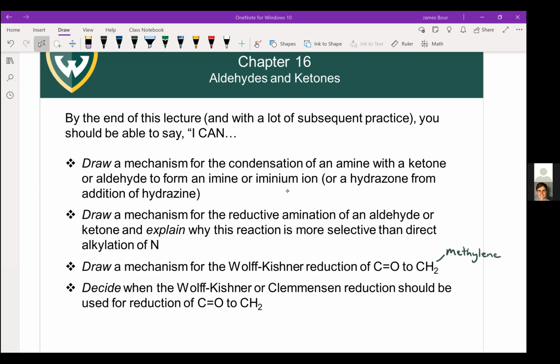That is to say, there are two different ways we can form nitrogen-carbon bonds. One of them is very easy to do, but not selective. The other, it takes a little bit more work, but is highly selective. We'll talk about what that means.